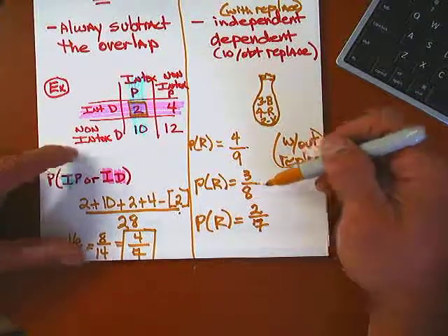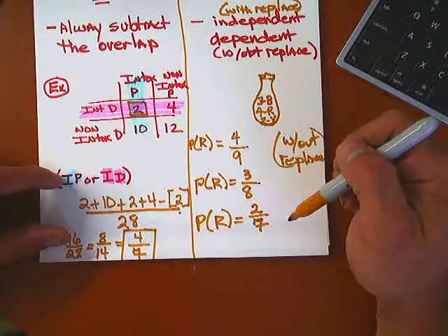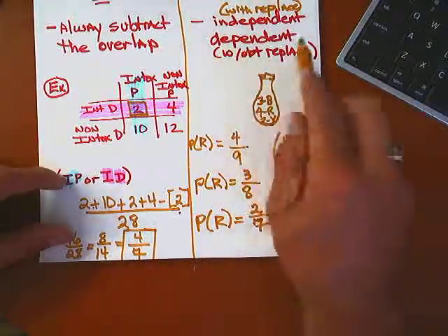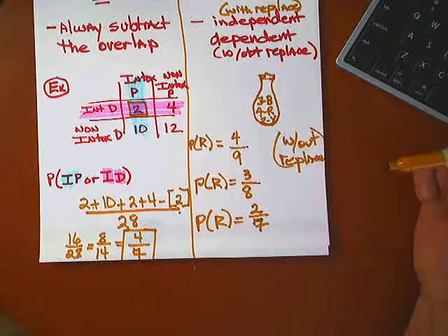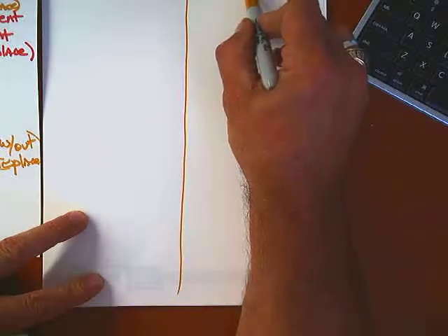Because you keep putting this one in your pocket and this one in your pocket, there's only 2 red ones left in here. So this one affects the outcome of the next one, and this one affects the outcome of the next one. So when it's affected, then you have dependent, which means without replacement.